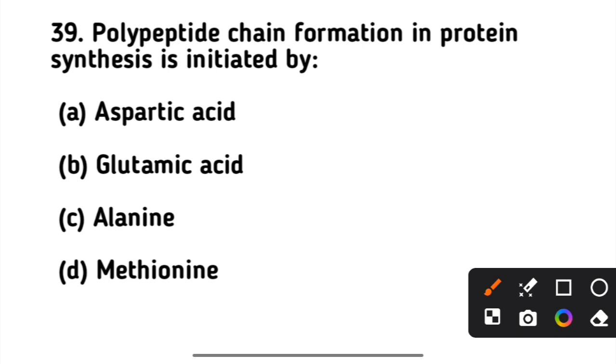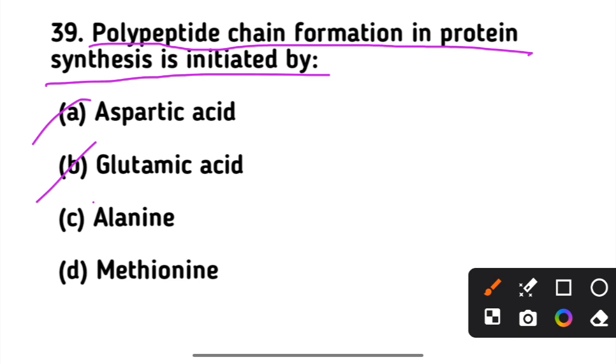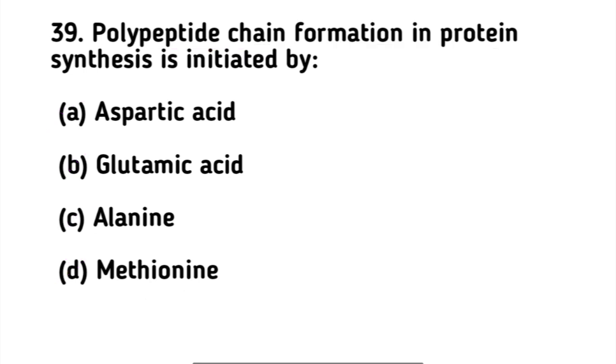Next, polypeptide chain formation in protein synthesis is initiated by aspartic acid, glutamic acid, alanine, methionine. Option D is correct. Polypeptide chain formation in protein synthesis is initiated by methionine.